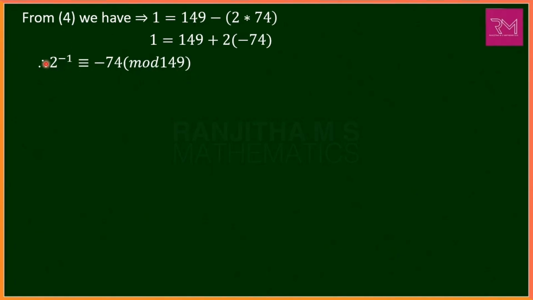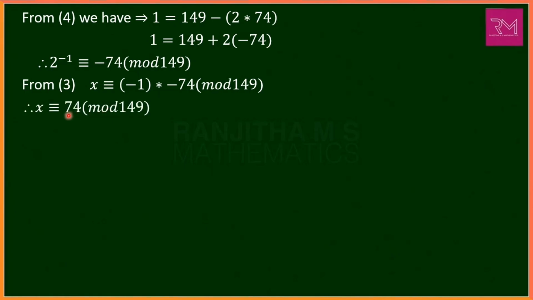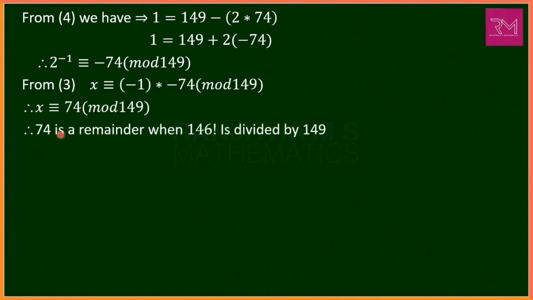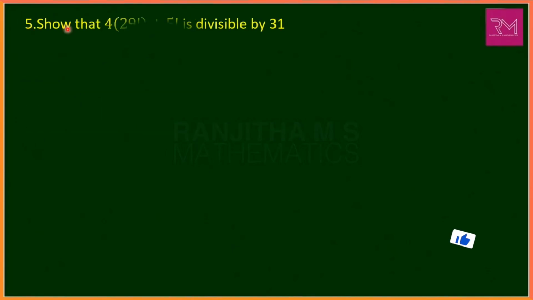Next step, we have to substitute 2 inverse as minus 74 in equation 3. So from 3, we have x is congruent to minus 1 into 2 inverse, which is minus 74, under modulo 149. Here minus into minus is plus 74. Therefore, we get x is congruent to 74 under modulo 149. This implies 74 is the remainder when 146 factorial is divided by 149. This completes the problem. Here is another problem.